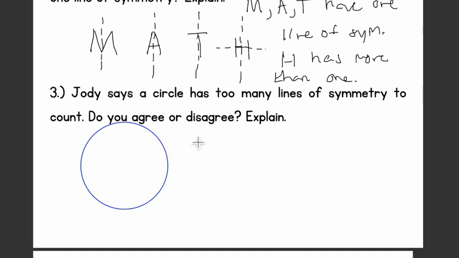So there's an infinite amount of lines. So we have to agree.